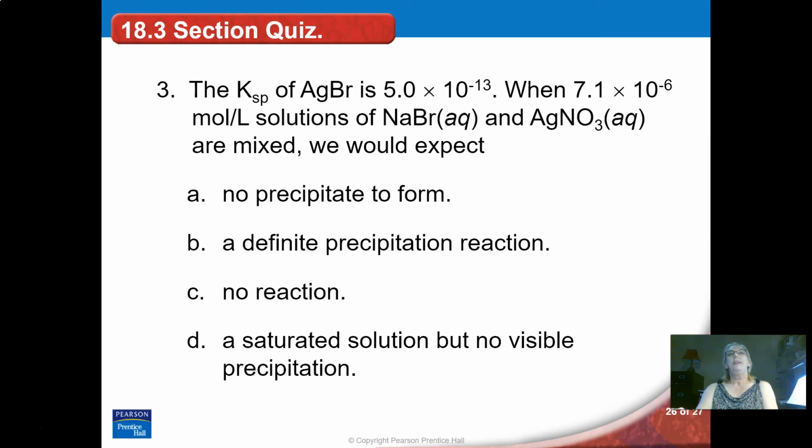Alright, this one's that common ion. I'm not going to ask you questions on that, so I'm going to stop there. So this was a brief introduction into KSP, but be able to do those kinds of KSP problems. I'm not worried so much about the common ion effect.